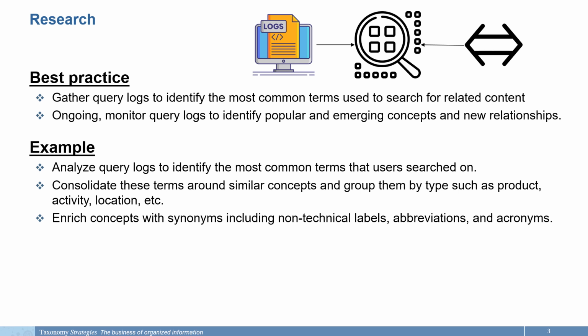The analysis of query logs involves identifying, grouping together, and labeling related terms such as synonyms, variations including common misspellings, and related phrases. Focus on the most frequently used terms, the top 100 to 1,000 terms, from a log that covers 12 months if possible. This should be done as part of a taxonomy development project and also ongoing to identify popular and emerging concepts and new relationships.